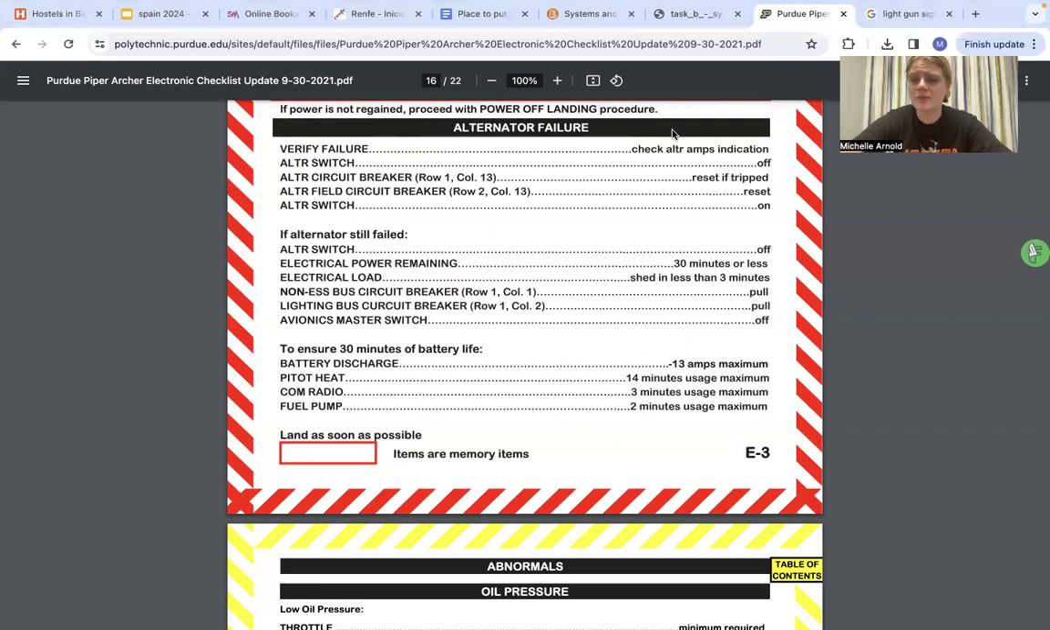So yes, verify failure by checking the alternator amps. Ours were at 0. Turn the alternator switch off, and then reset the alternator circuit breaker, row 1 column 3, and then reset this circuit breaker as well, and then turn the alternator switch back on. So at this point, you're trying to restart the alternator. If the alternator has still failed, turn the alternator switch back off and acknowledge that you have 30 minutes.